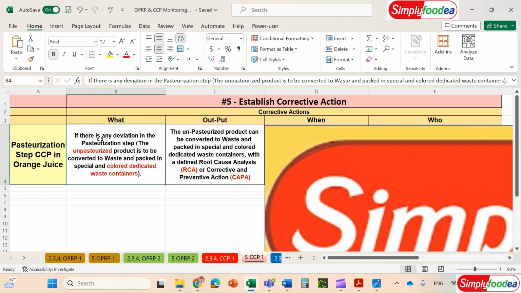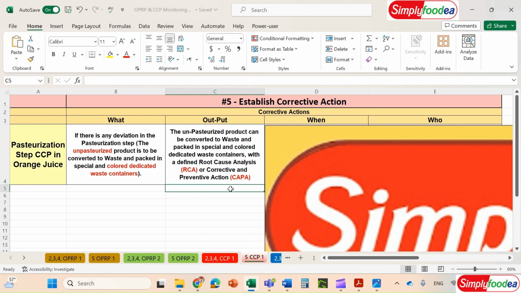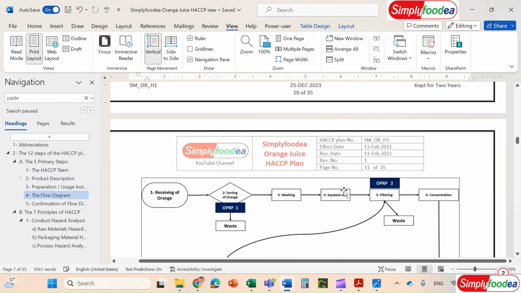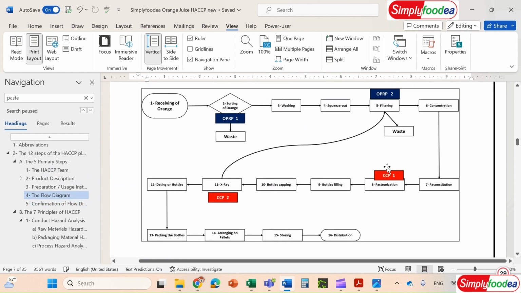So if there is any deviation in the pasteurization step, I'm having the output, which is that the unpasteurized product can be converted to waste and packed in special colored dedicated waste containers with a defined root cause analysis RCA or corrective and preventive action CAPA. When we come back to our flow diagram here, you will find our pasteurization process. So I'm mentioning if the product, I can repasteurize it if there is any issue in the pasteurization process, or I can make it waste.